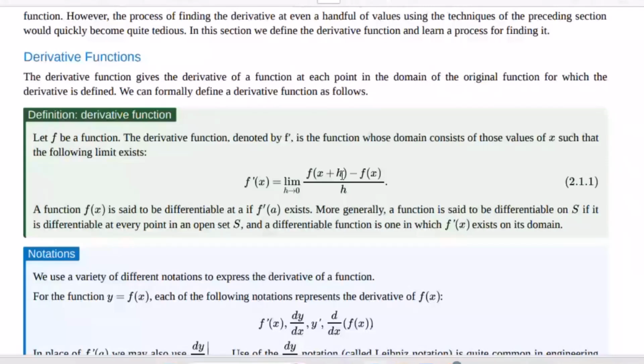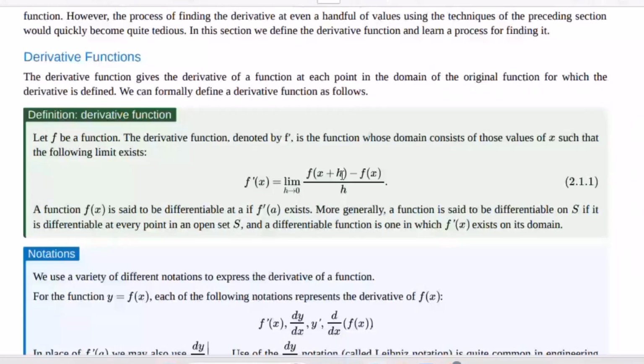What is our f of x? Our f of x is 1 over the square root of x plus 5. But then we will have that there is a plus h there. That's why I'm saying then we will have 1 over the square root of x plus 5 plus h. Are you with me? Yes, sir.